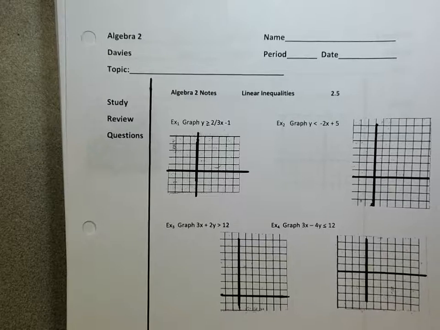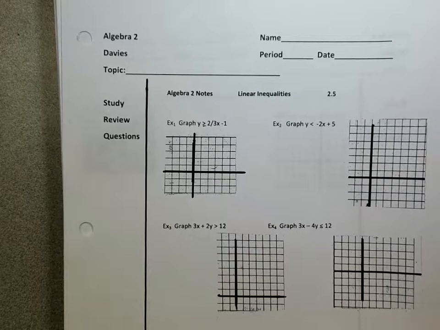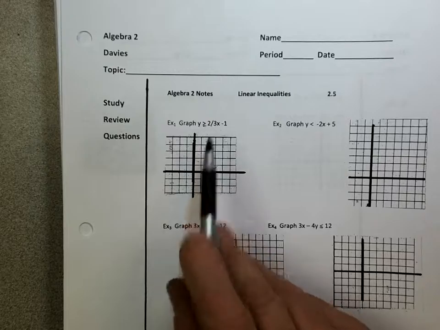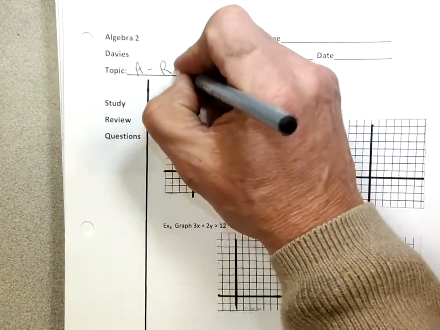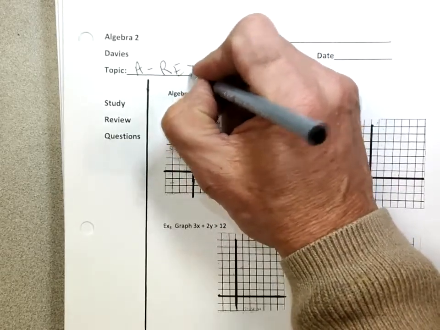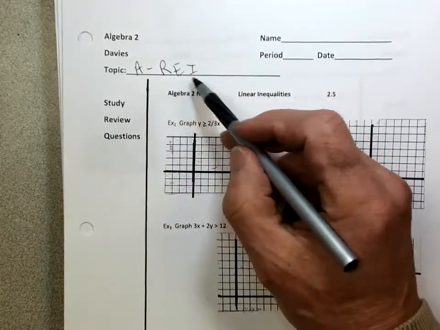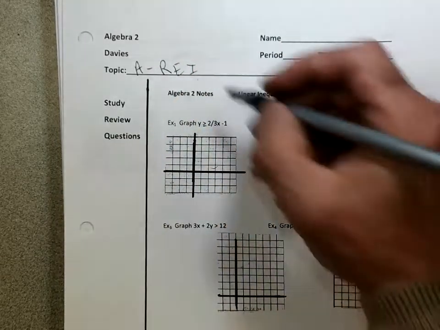Okay, hello everybody. So today we're going to be talking about inequalities. The Common Core algebra standard is REI, which stands for reasoning with equalities and inequalities. We're doing the inequalities, number 12.